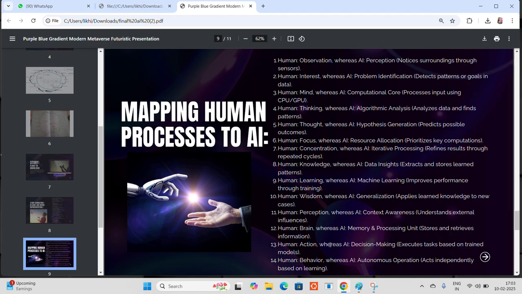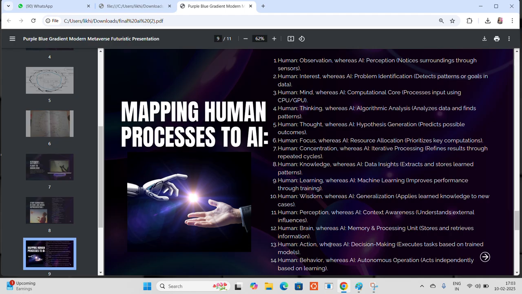In humans, we perform action. You know about the action. Thinking will shape the action. Repeated actions will form behavior. This is the human cycle. Here in AI, instead of action, we perform decision making. AI will take decisions based on the learning models, whatever it has learned. Based on that, it will perform the decision making.